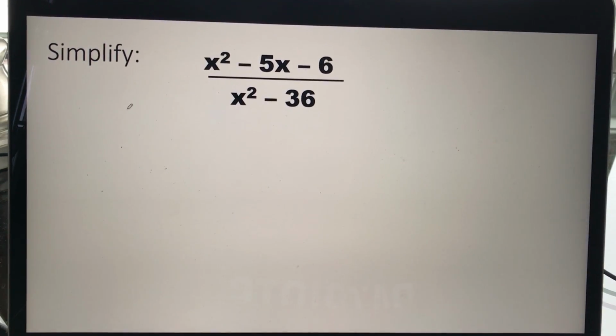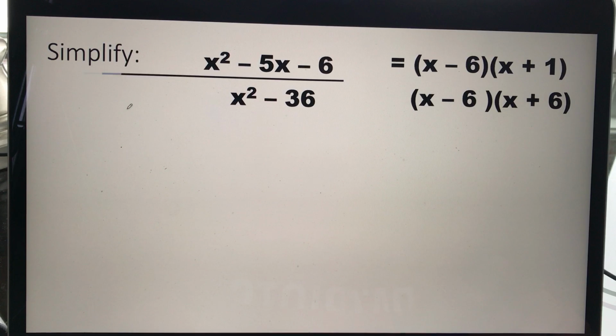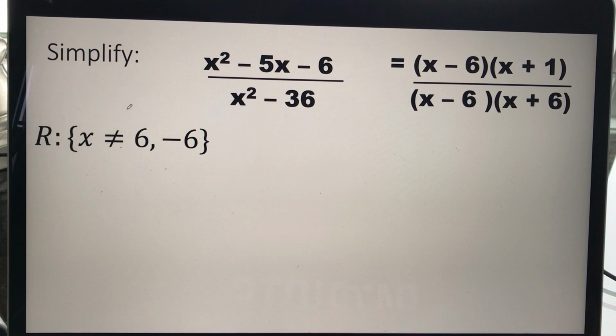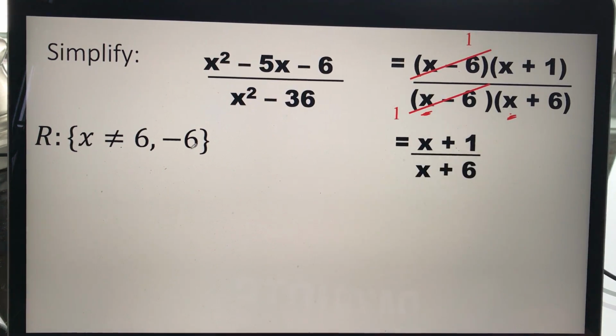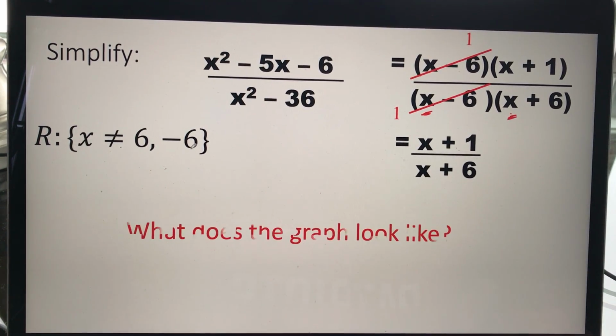Here with factoring, of course, we can look at our trinomial on the top and our difference of squares in the bottom. I factor the top, I factor the bottom. For my restriction, I can't have positive 6 because of this one, 6 take away 6 is 0. And I can't have negative 6 because of that one, negative 6 plus positive 6 is 0. So I'd have two restrictions here. That's fine. I would divide out the x minus 6 in the top and the x minus 6 in the bottom, and I would have x plus 1 over x plus 6.